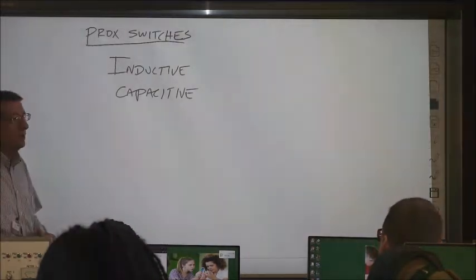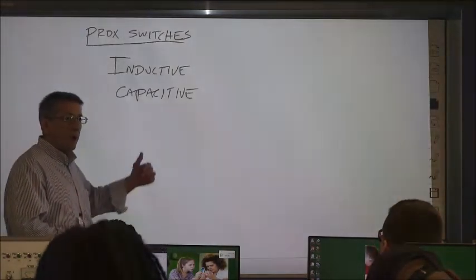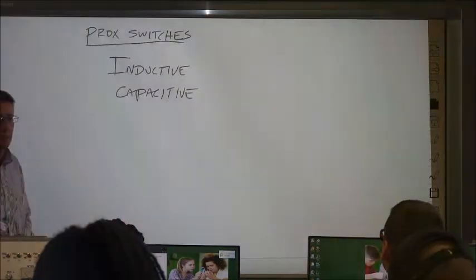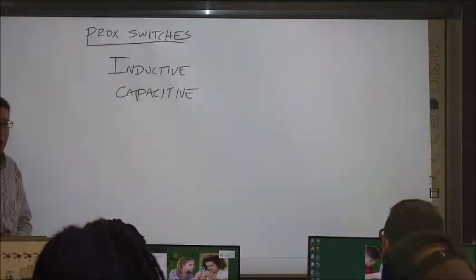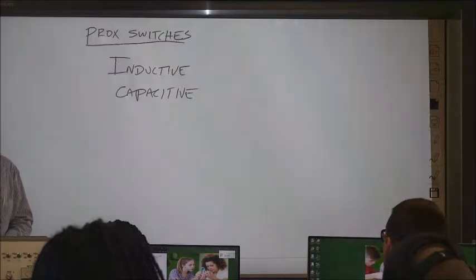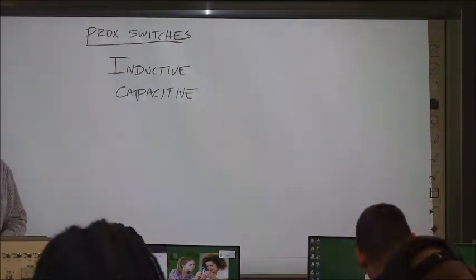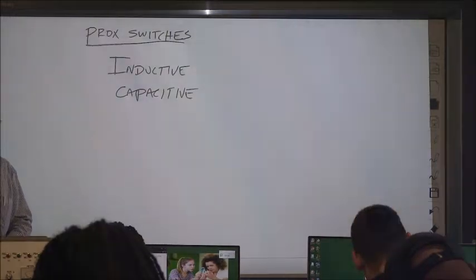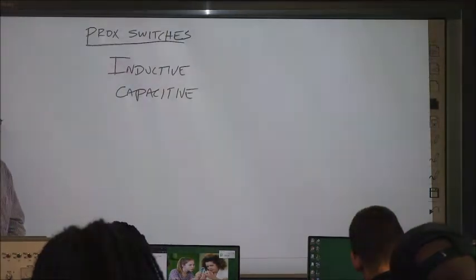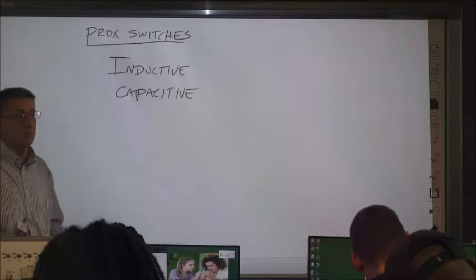Yeah, yeah. What are some of the problems that can happen with a prox switch? Some of the common problems, you know? The wire gets hit up there, like it's crushed or smashed. It's smashed, it's crushed, goes bad, it shorts, or whatever, opens.